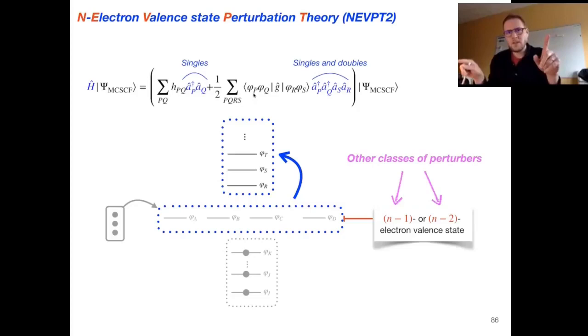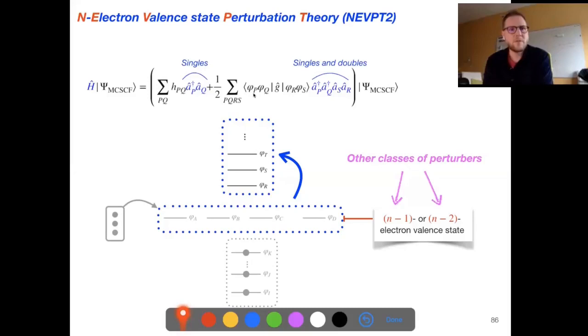If I had to summarize the difference between NEVPT2 and MP2, in MP2, this valence orbital space, this active orbital space, does not exist. So things are much, much simpler, okay? Now you need to contend with that. There's no way you can do it otherwise because your problem is strongly multi-configurational.